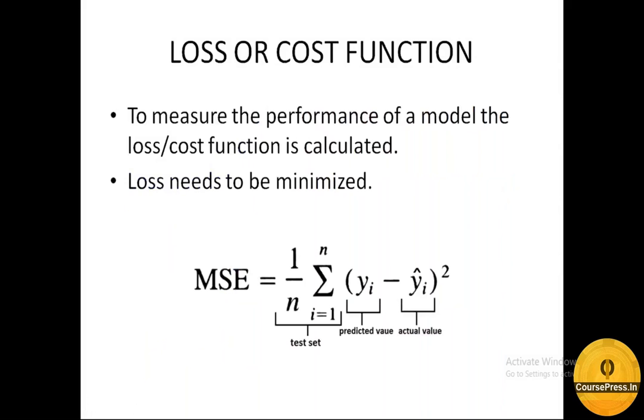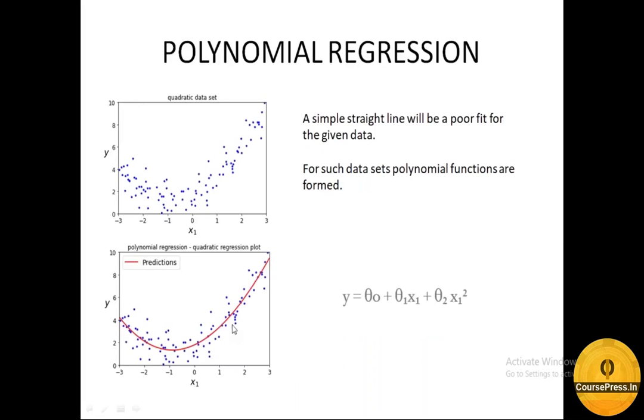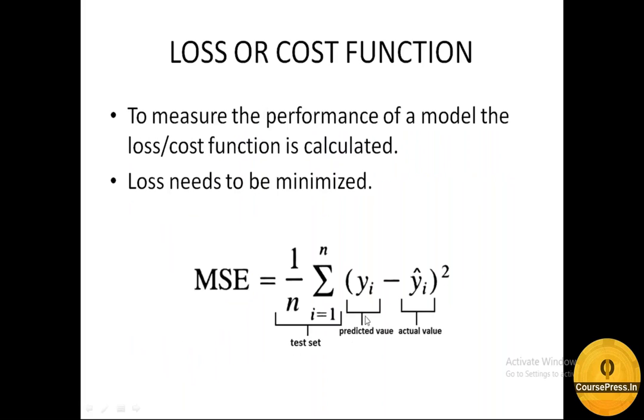Now, loss or cost function are basically the value of the errors, like we've seen here. The distance between these data points and the line needs to be minimized. So the actual value, let's say for -2, is somewhere here, and the predicted value is on this red line. So what we do is we find the difference of the predicted value and the actual value, square them up and find the mean of these values.